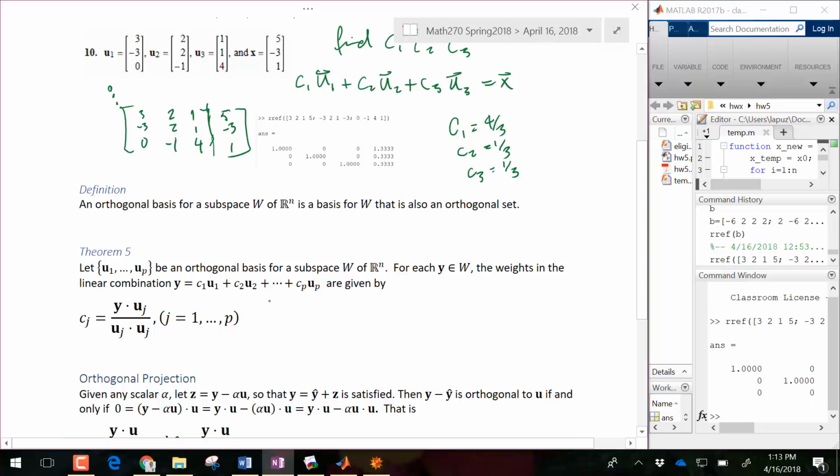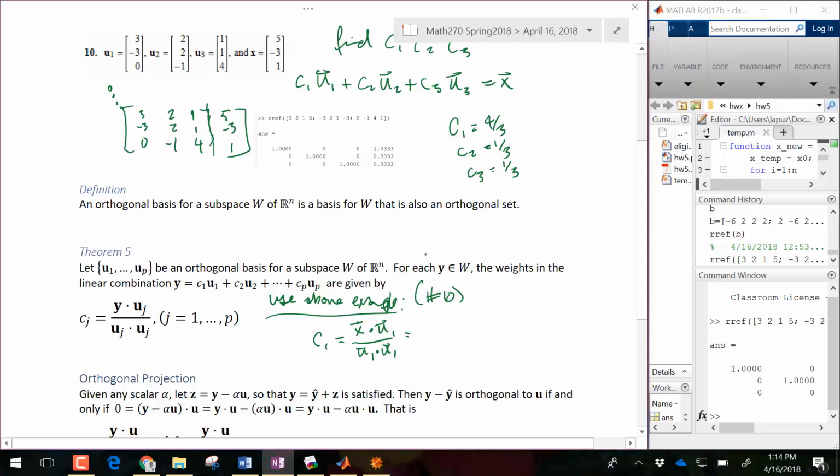So use the above example, number 10. We got c1 to be 4/3, c2 to be 1/3, and c3 to be 1/3. So let's do this dot product business to see if we get the same results. So c1, according to this, is y, well, that's actually the x vector, dotted with u1, over u1 dotted with u1.